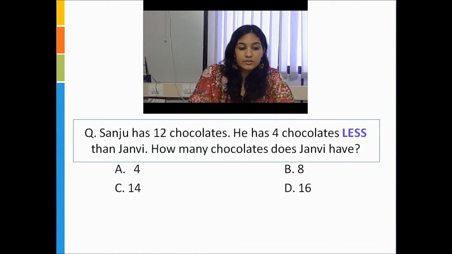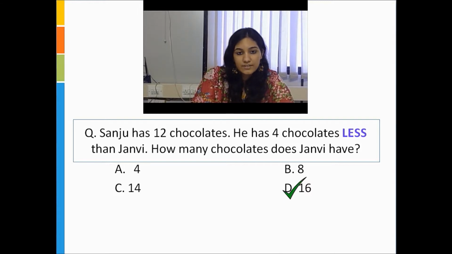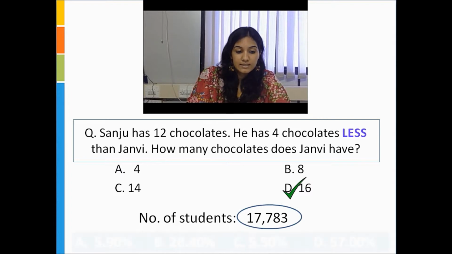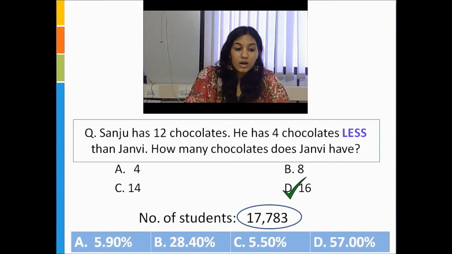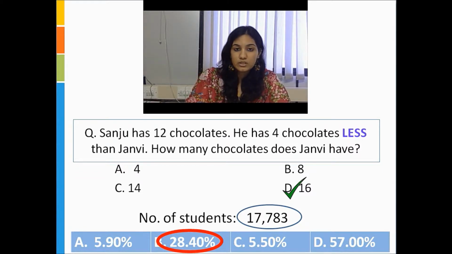Similarly, in another asset question, students were told that Sanju had 12 chocolates. He had 4 chocolates less than Janvi. They were required to find the number of chocolates Janvi had. Out of the 17,000 students in class 3 that answered this question, about 28.4% selected option B, which is 8. Chances are that they arrived at 8 by subtracting 4 from 12 on spotting the word less.